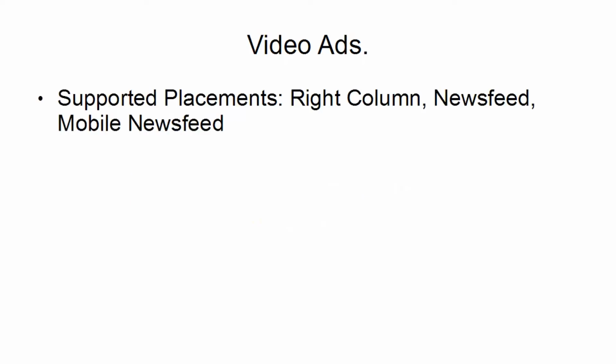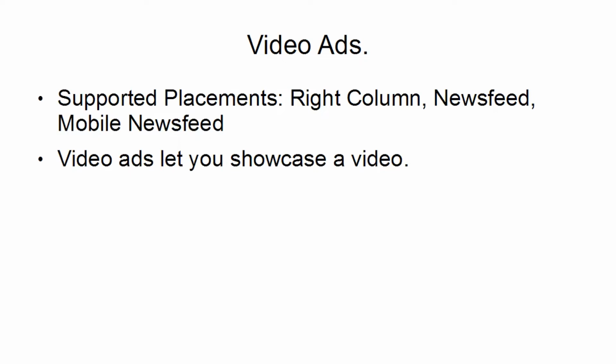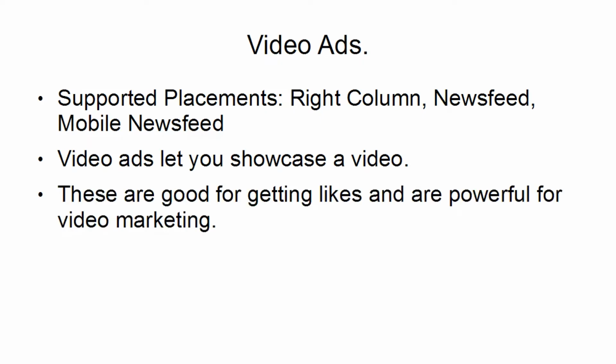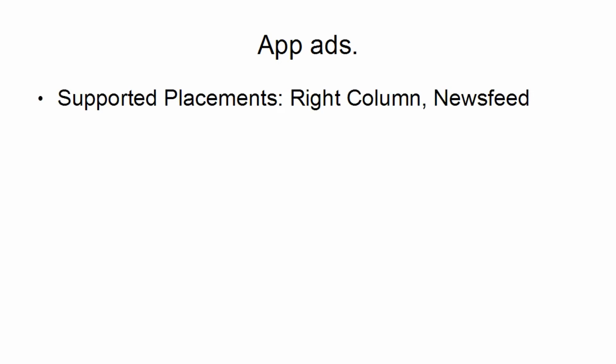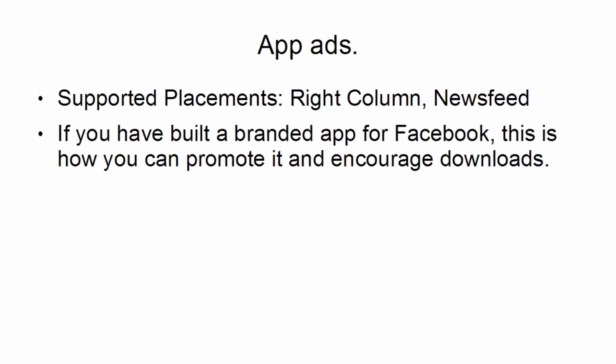Then there are video ads. And the supported placements are the right column, newsfeed, and the mobile newsfeed. And as the name would suggest, video ads let you showcase a video. And they're good for getting likes, and they're powerful for video marketing. Then there are app ads, and the supported placement is in the right column and the newsfeed. And if you've built a branded app for Facebook, then this is how you can promote it and encourage downloads.